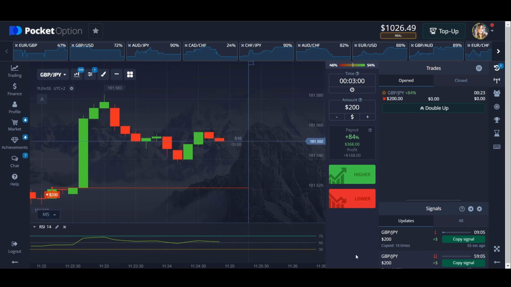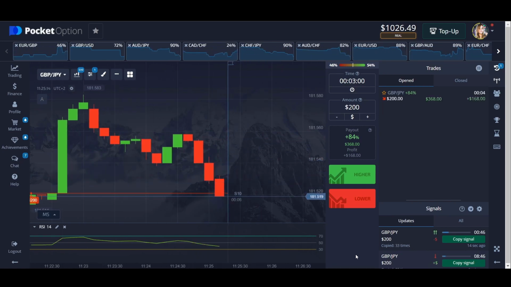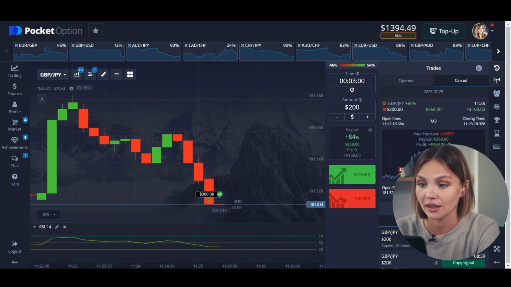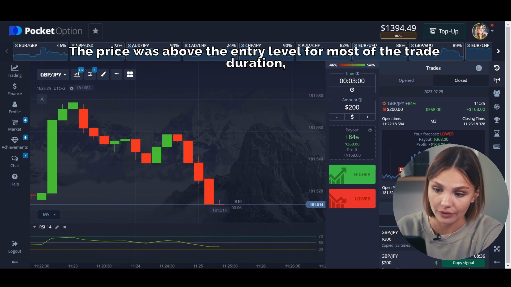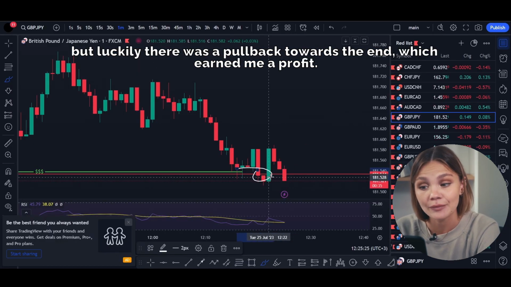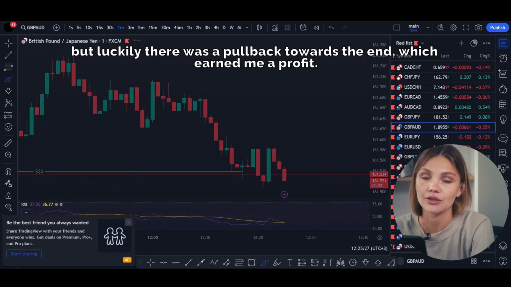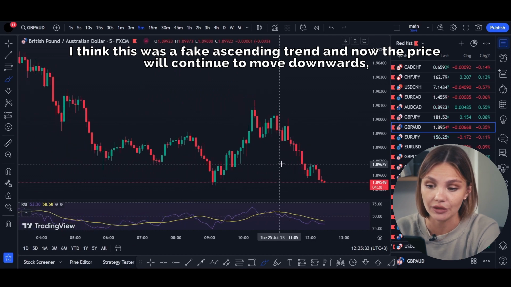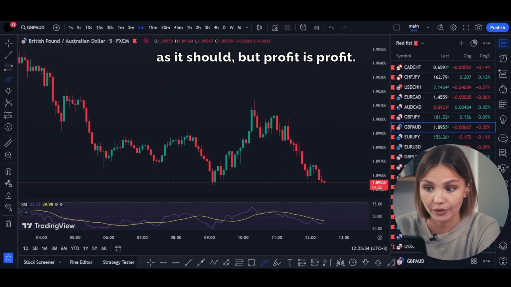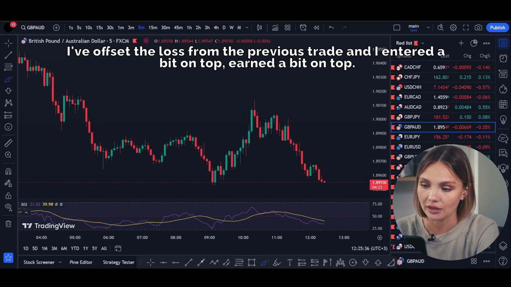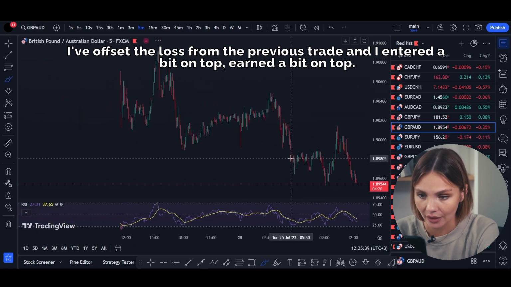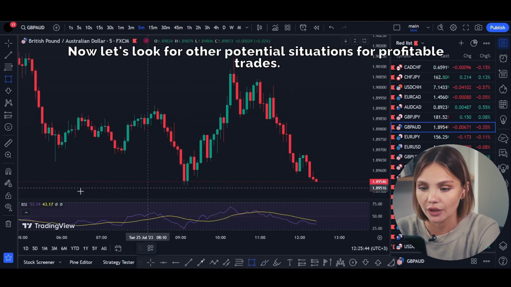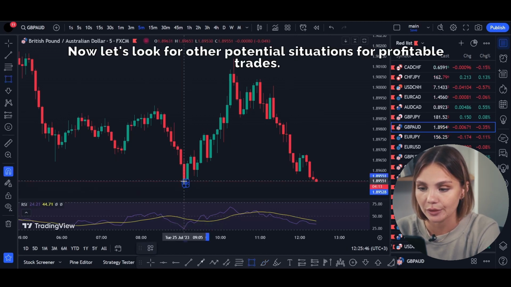Well, the trade closed in profit literally in the last second. The price was above the entry level for most of the trade duration, but luckily, there was a pullback towards the end, which earned me a profit. I think this was a fake ascending trend, and now the price will continue to move downwards, as it should, but profit is profit. I've offset the loss from the previous trade, and earned a bit on top. Now, let's look for other potential situations for profitable trades.